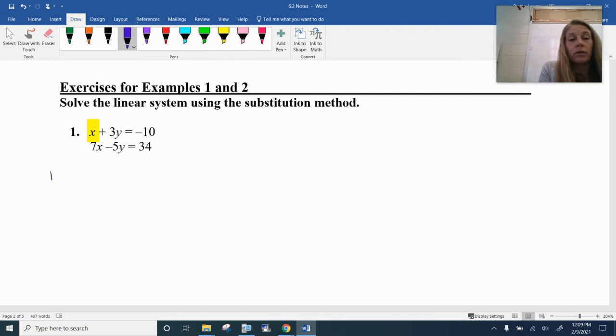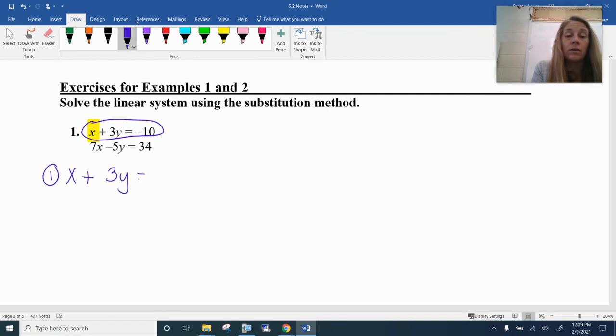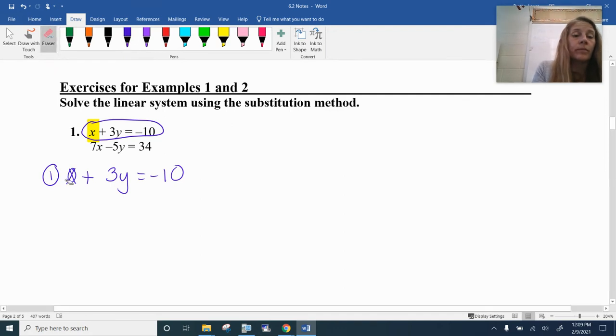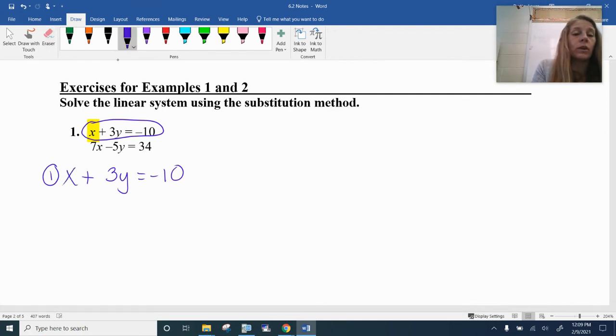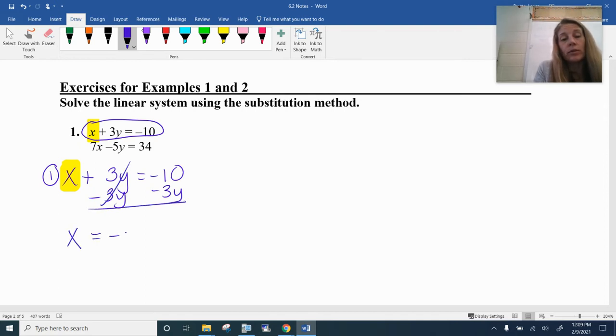Okay, so again, I'm going to use this first equation since that was the only one that had a variable without a coefficient other than 1. Okay, so we're going to get this x by itself since that was the only variable that had a coefficient of 1. So we're going to move our 3y to the other side just by subtracting it. So now we know x equals -3y minus 10.